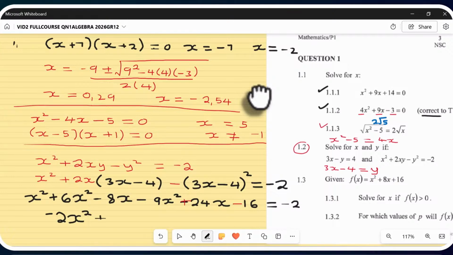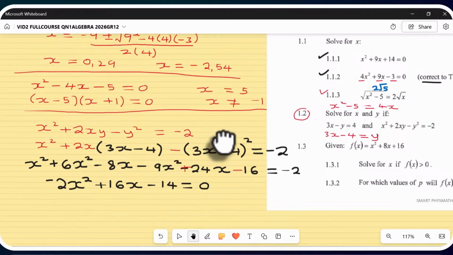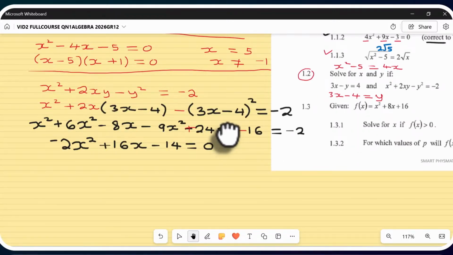Okay. What are the factors here? It's going to be negative 7 and negative 1, right? So I have here x minus 7 and x minus 1. x minus 7 multiplied by x minus 1 equals 0. So, meaning that our answers are x equals to 7 and x equals to 1.